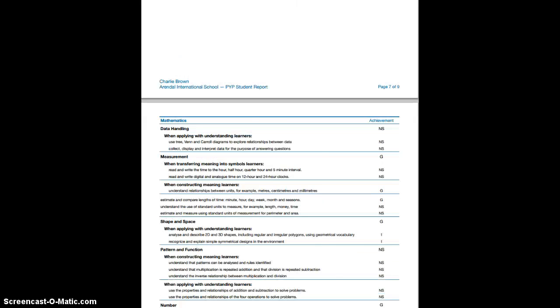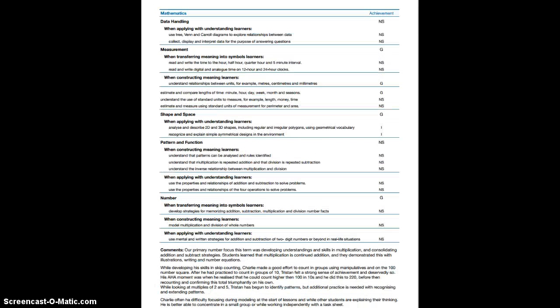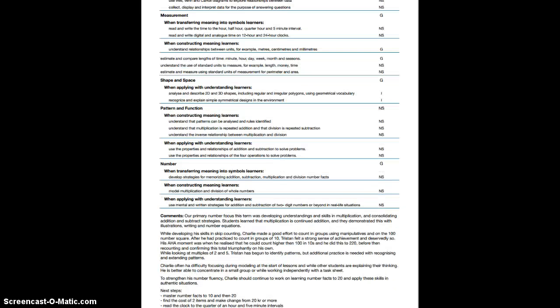Here we have the mathematics section. Now generally, can you see here's an I? It's not usual to see an I, but sometimes you might have a student who, whilst working below grade level, has made significant progress, and so there may be 1 or 2 cases of an I appearing, but this is quite a rare occurrence. Generally, you would see NS, needs strengthening, for this. Okay, the format for these reports is the same.